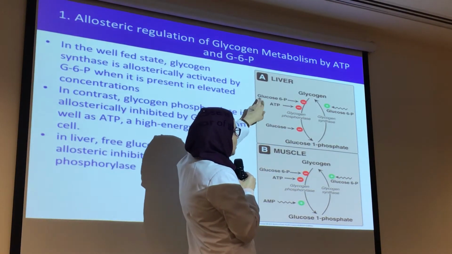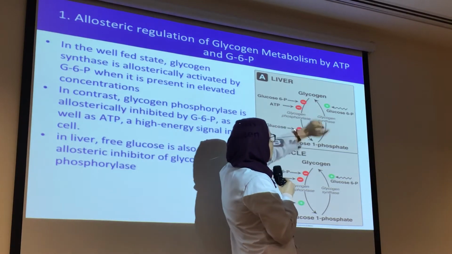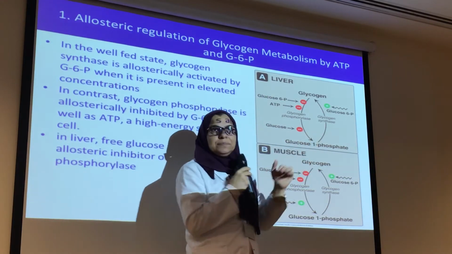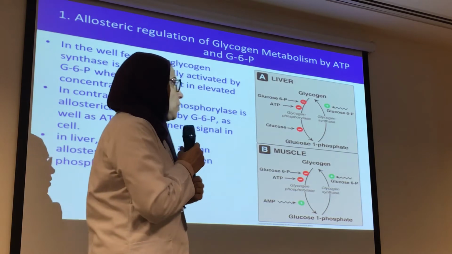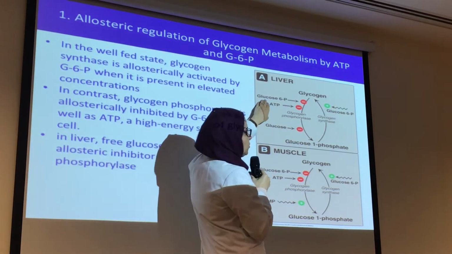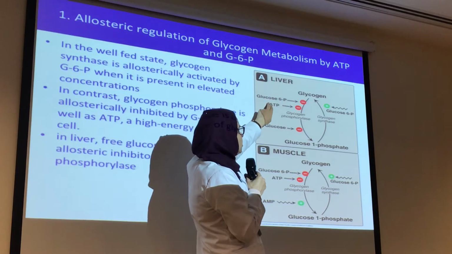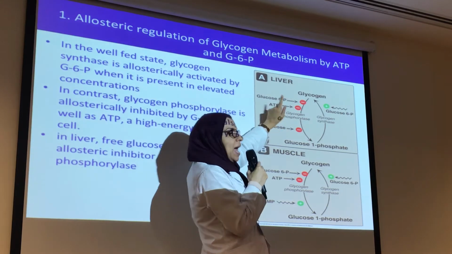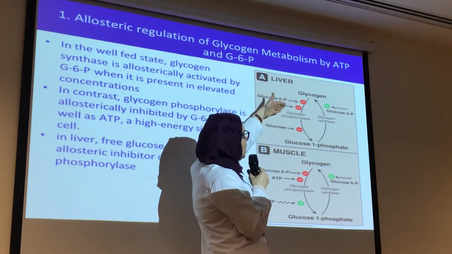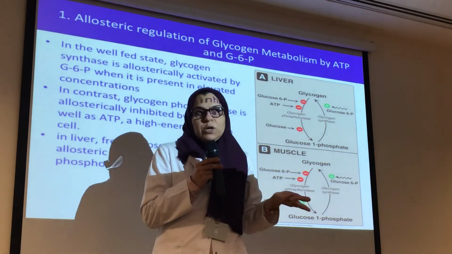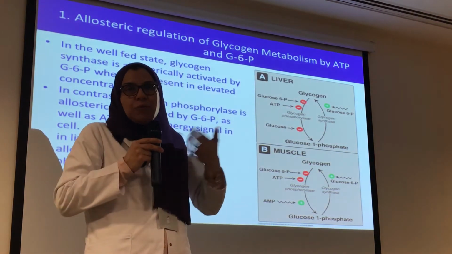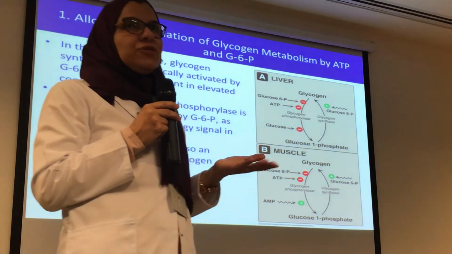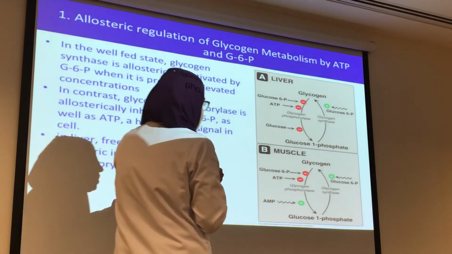So this is when we make glycogen. For glycogen degradation, what is the enzyme? Phosphorylase. Okay. So if we have too much energy, do we need to break glycogen? No. Too much ATP and too much glucose 6-phosphate will inhibit the phosphorylase, because we don't want to break more glycogen if we have enough glucose and enough ATP. So if we have enough energy, we don't need to mobilize the stored glycogen.